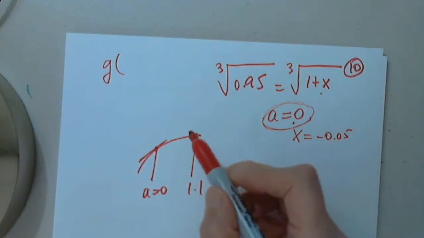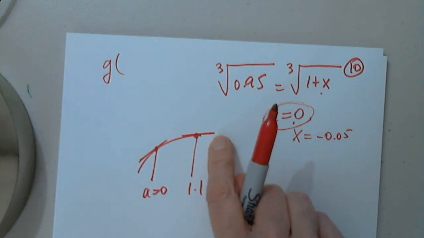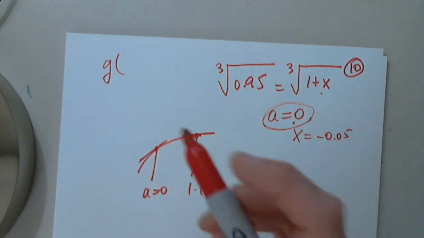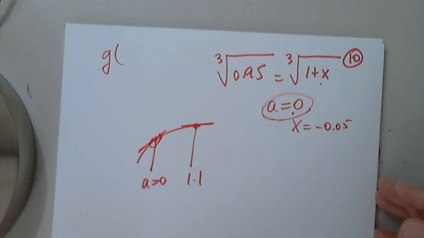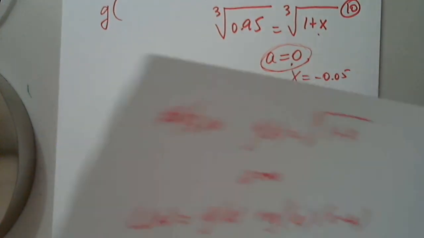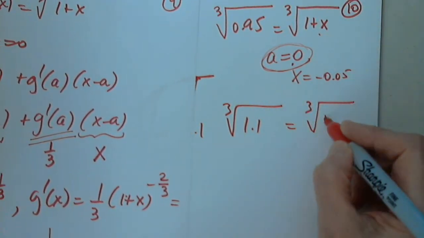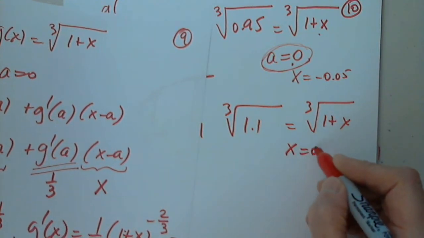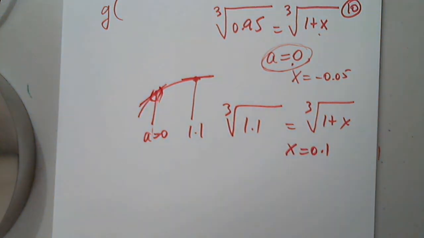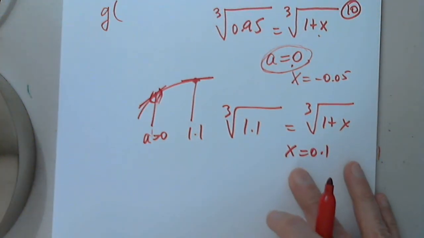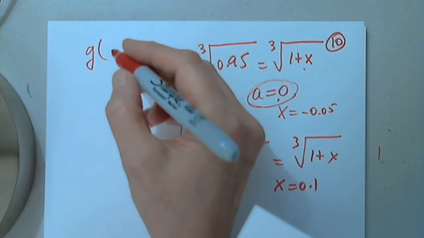So if they want me to approximate here, then I have to use a different function, a different linear approximation. So whatever they are giving me has to be here. If it's here, something is wrong. And then when I compare the cube root of 1.1 to the cube root of 1 plus x, then I know that x is 0.1. And it has to be here. Does it make sense? Yes. Thank you. So then this is 0.1.